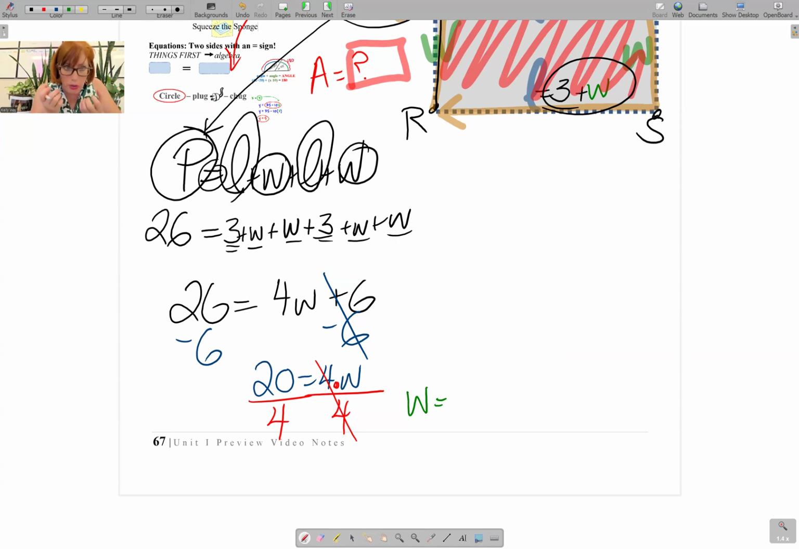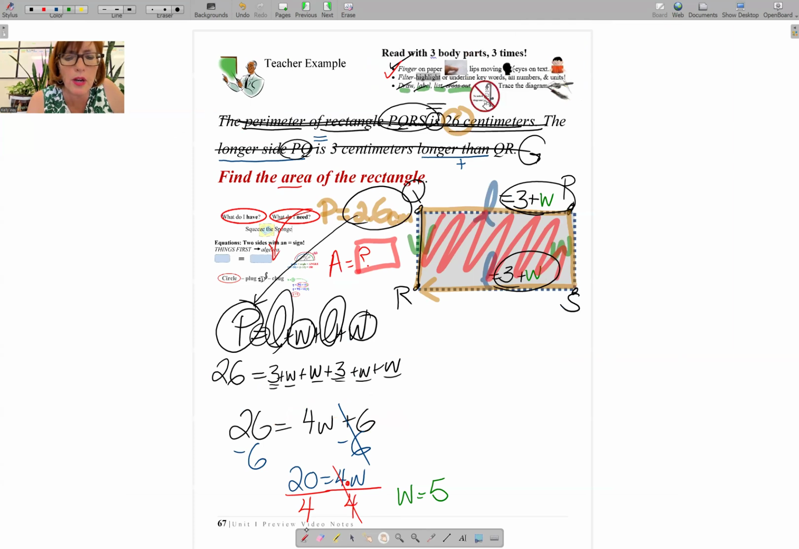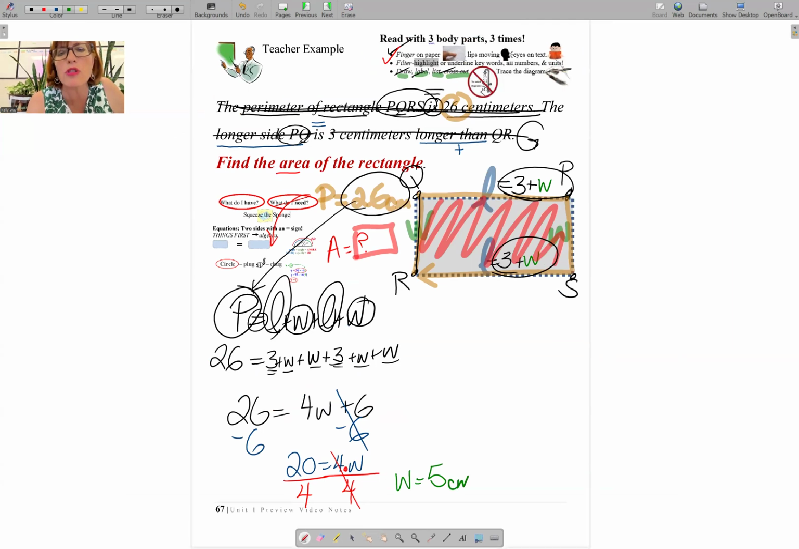I found something. I wasn't even looking for it, but I found it. Why? Because you start with what you have. I found that it's 5, and you check for units. This is a length here, so you've got to watch your units, 5 centimeters. So I just found my width is 5 cm. You ask yourself, oh, what else could I find? Well, I can put 5 here. Trace, I just found my length is 8 cm.